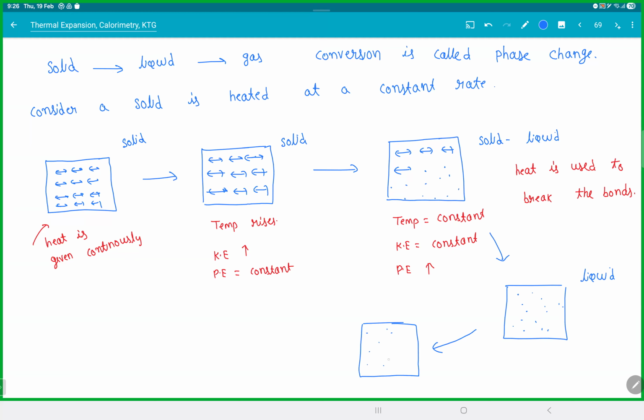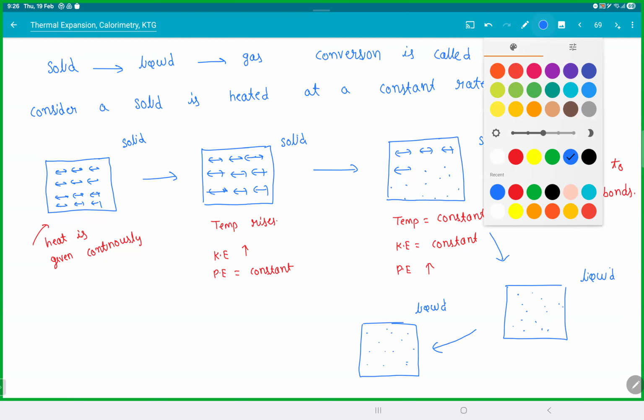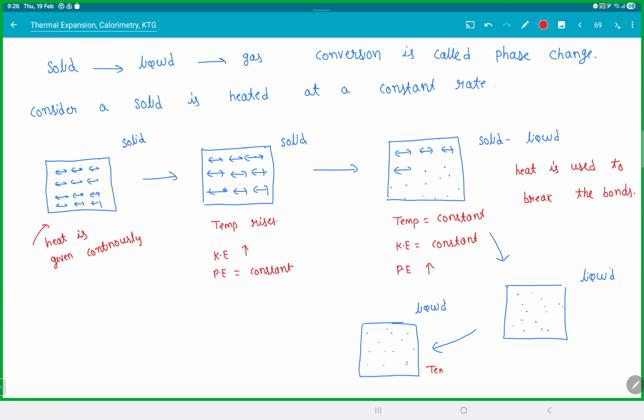Think of it like this: 0 degree water becomes 100-degree water. It is still water only, but temperature has increased. Again, same story, temperature increases, kinetic energy increases, and potential energy is constant. You continue to give more energy. Now the bonds will start breaking again.